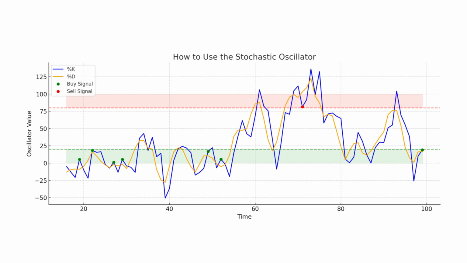How to use it? When the %K crosses above %D in the oversold zone, it would be a potential buy signal. When the %K crosses below %D in the overbought zone, it would be considered a potential sell. It works best in sideways markets, not strong trends.